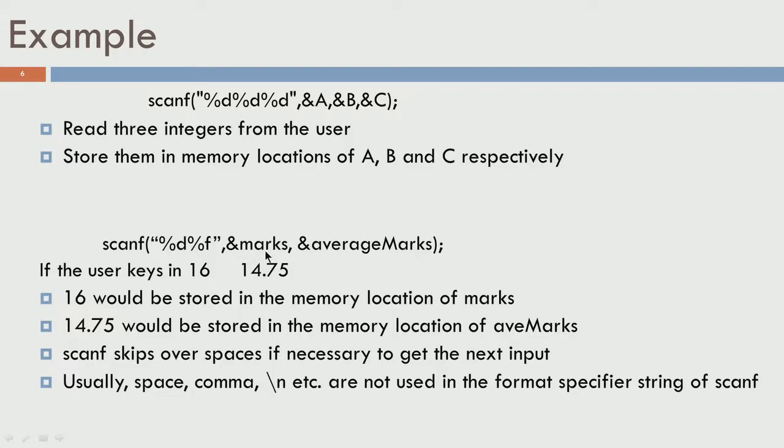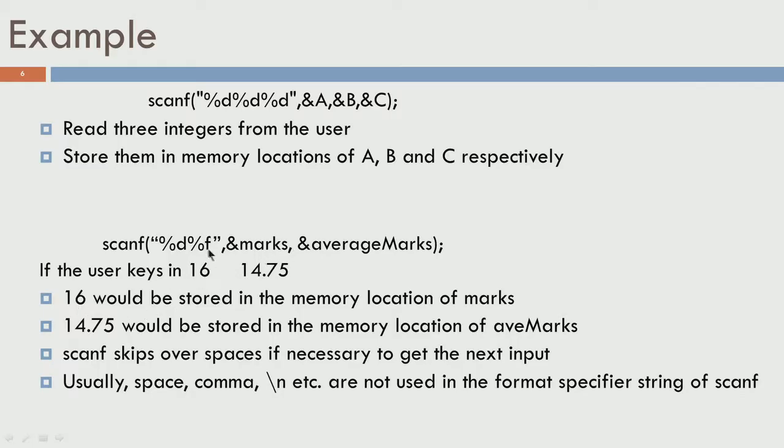Finally, if we have this kind of an example where %d %f, comma ampersand marks, ampersand average marks. I am assuming that marks is an integer and average marks is a floating point value. If the user keys in 16, a couple of spaces and 14.75, the scanner will look at it from the left side and keep scanning till it finds an integer. In this case 16 is an integer, and after that is a white space, which is not a part of an integer, so it will stop scanning.